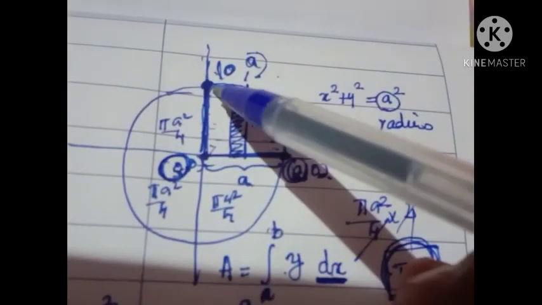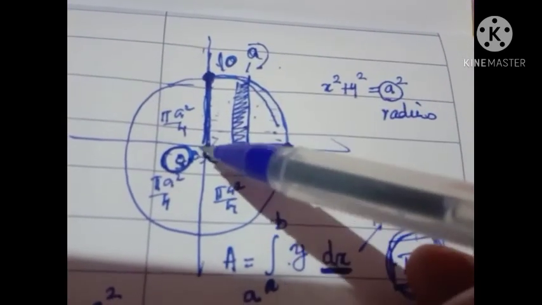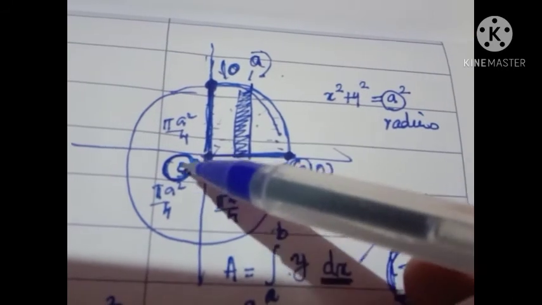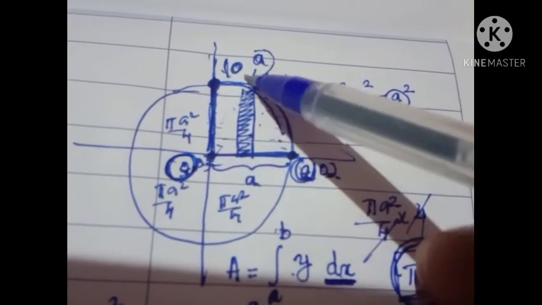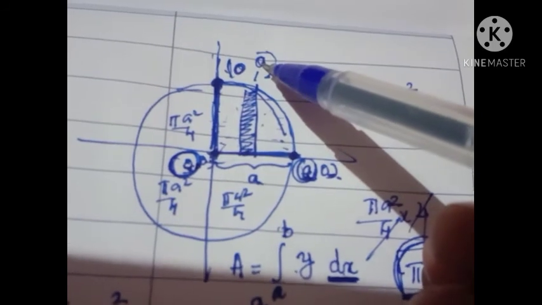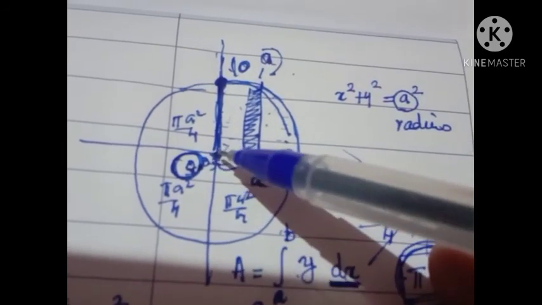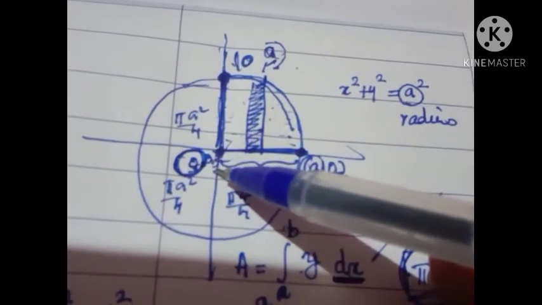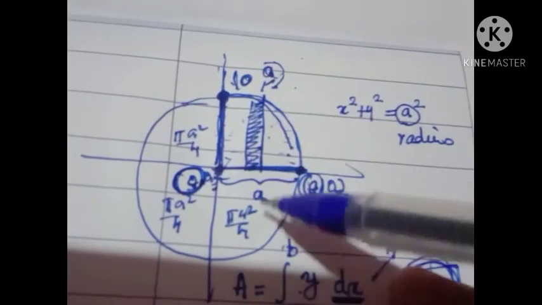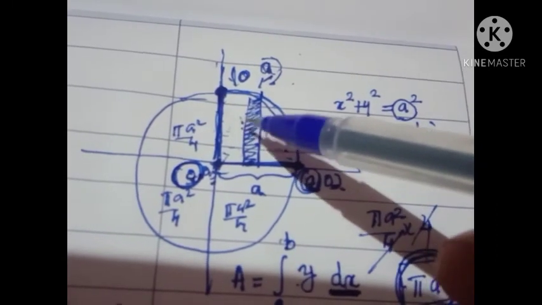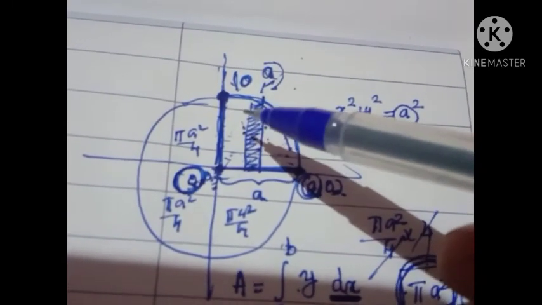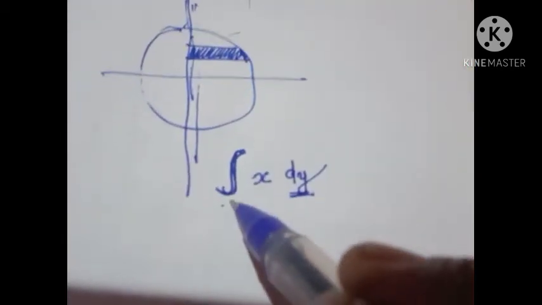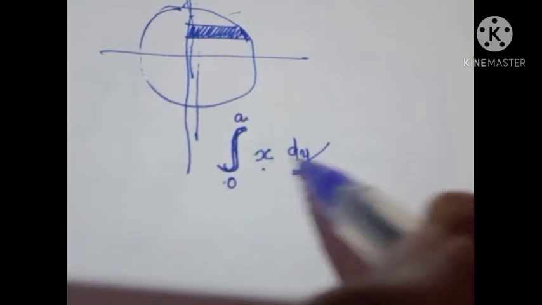So look at the figure. This is the figure. So y value means y axis. So here the y axis starts with the point 0, 0 and ends at 0, a, isn't it? So what are the limits of y? 0, a. It's clear? 0, a. The same process, find the area of this sector, then multiply the area by 4. Let's see. Integral from 0 to a x dy.